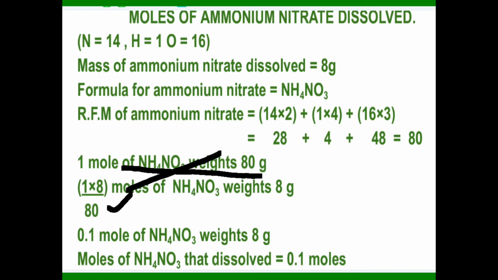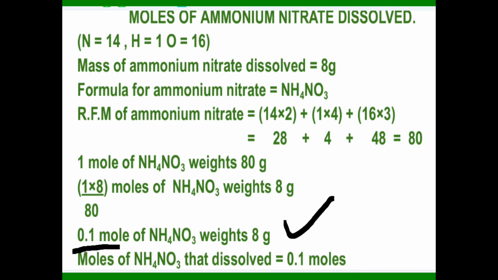Hope you're together. So that means that if we try to compute, we come to 0.1 mole. Therefore, 0.1 mole of ammonium nitrate contains those number of grams, which means the number of moles of ammonium nitrate that were dissolved in water was 0.1. So after calculating that, now we are good to go and get the molar enthalpy of solution.